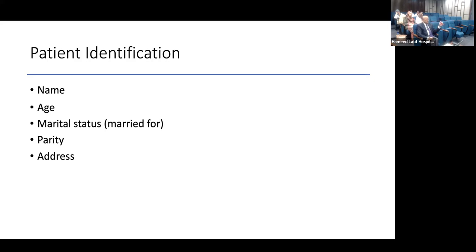So name, age, education, marital status, and then parity, if married, of course. And parity would be 0 plus 0, or 1 plus 2, or 2 plus 0, or 2 plus 3, etc., whatever that. So far as address is concerned, it used to be emphasized that you would note down the address of the patient. It's got importance from many angles.